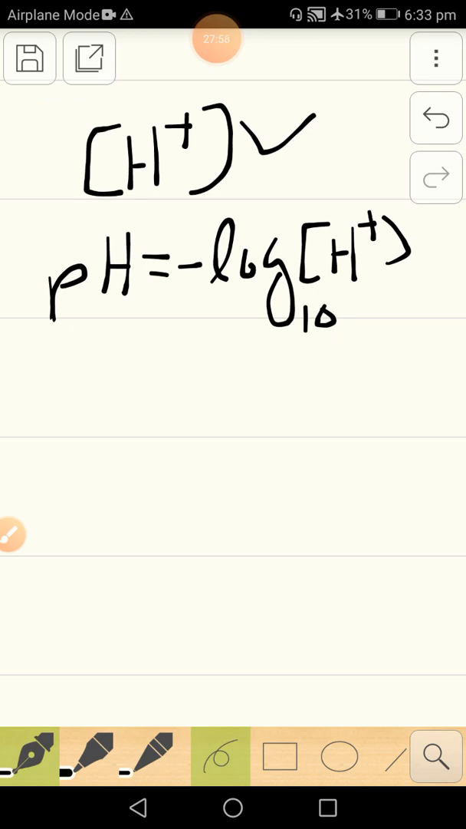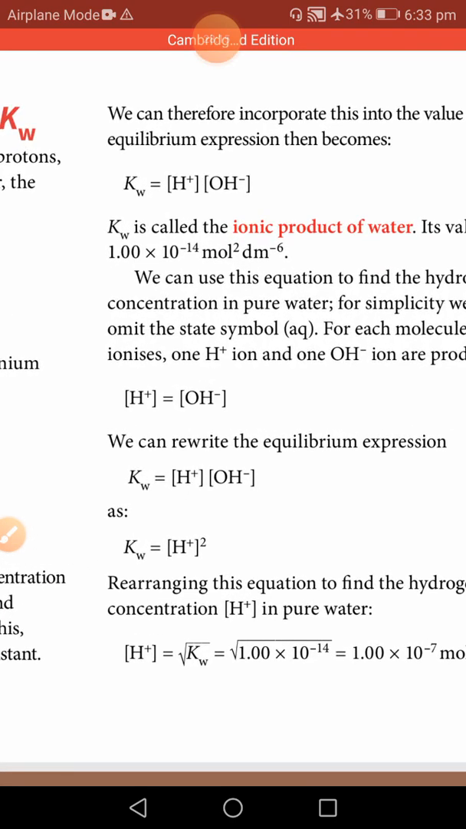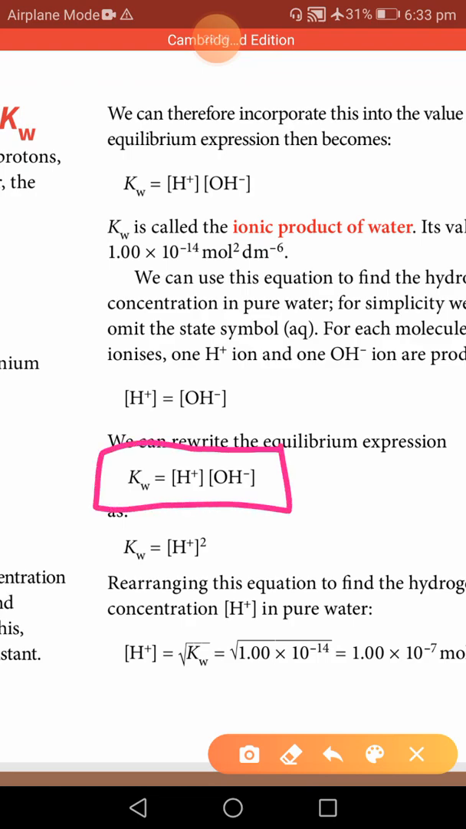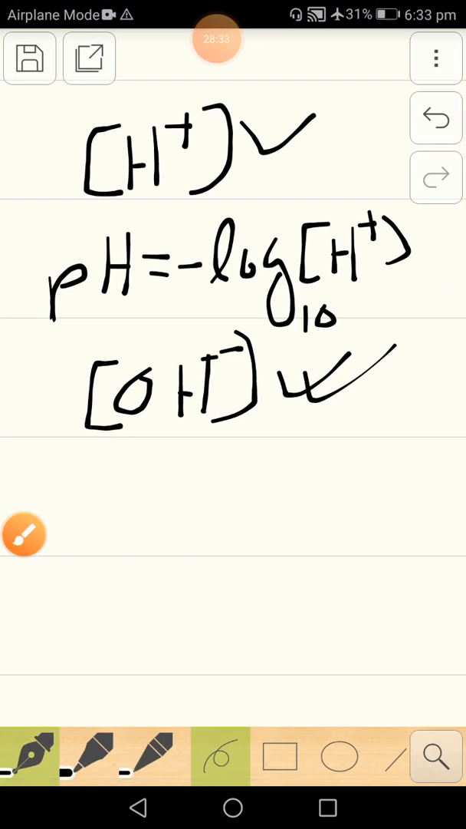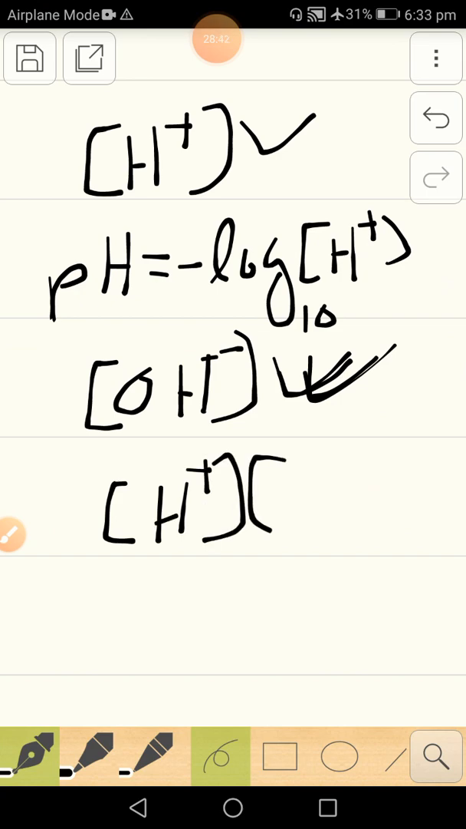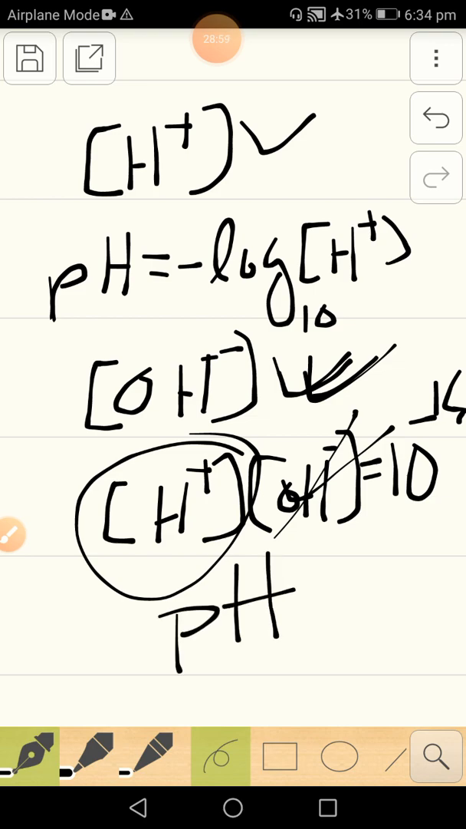So how you are going to find the pH of an alkali is, for example, you already know the concentration of hydroxide ion. Look at the equation for the ionic product of water. Kw equals the concentration of hydrogen ion into the concentration of hydroxide ion, and this will be equal to 10 to the power minus 14. So if you know the concentration of hydroxide ion, you can find the concentration of hydrogen ion by using this formula, and put it in the equation of pH.